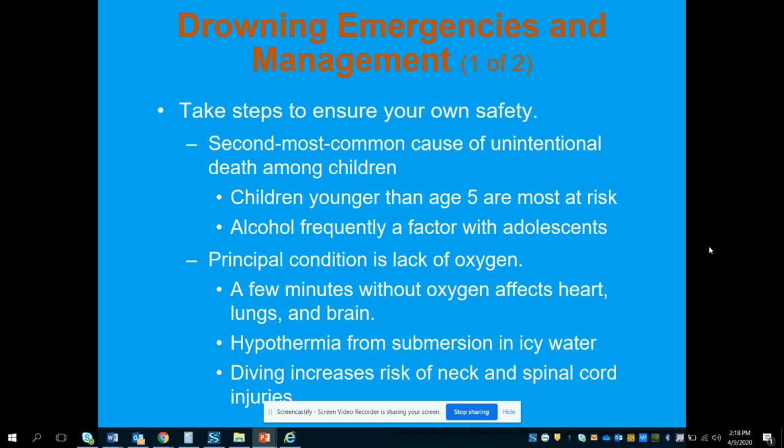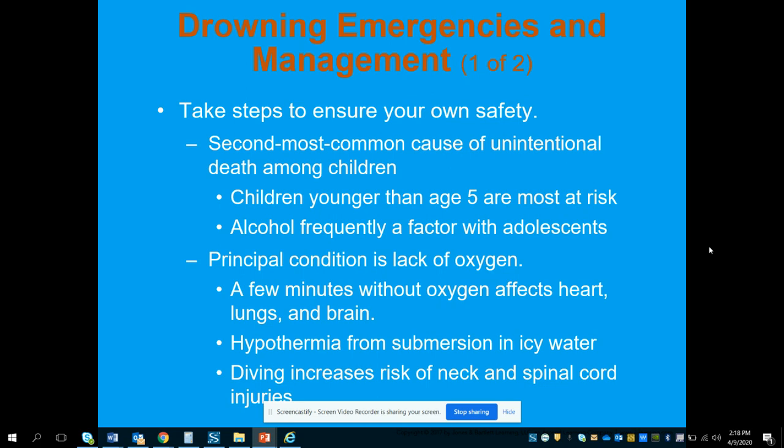So looking at drowning emergencies, we want to, of course, maintain our own safety, and we'll look a little bit closer at drowning emergencies when we get to the environmental emergencies chapter. This is the second most common cause of unintentional death among children, and children younger than 5 are at the highest risk, usually because they don't have much experience with swimming, and so they go into ungated pools.